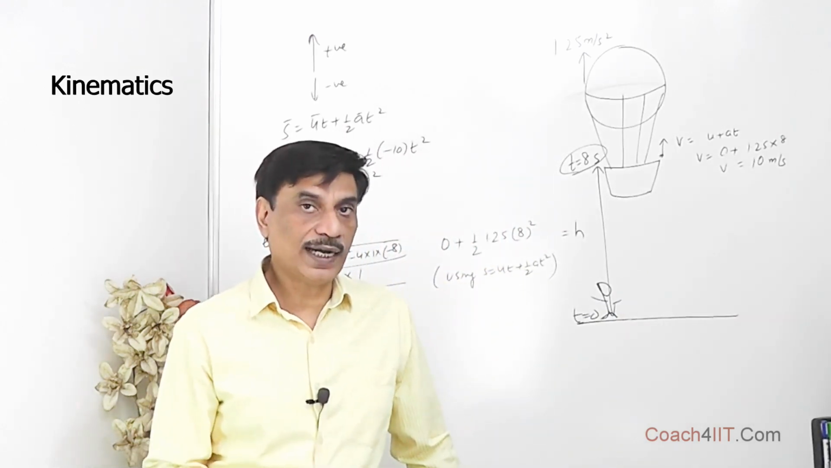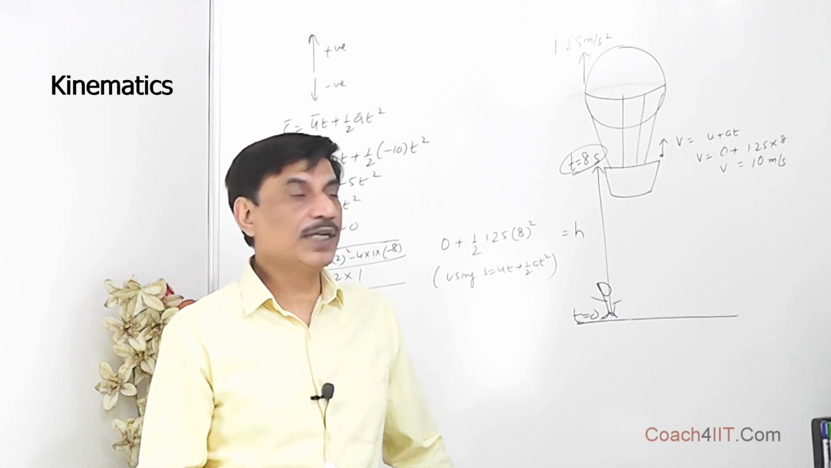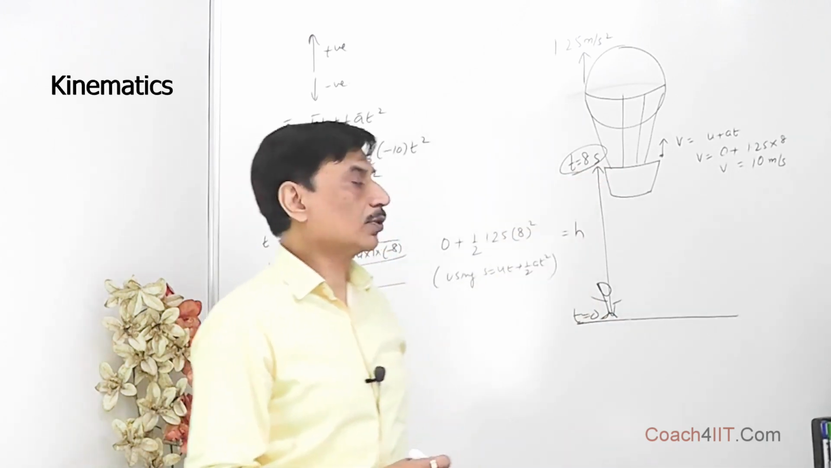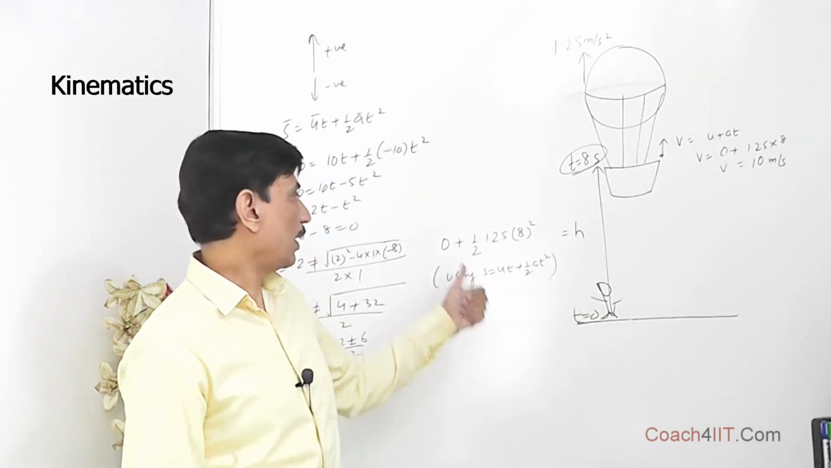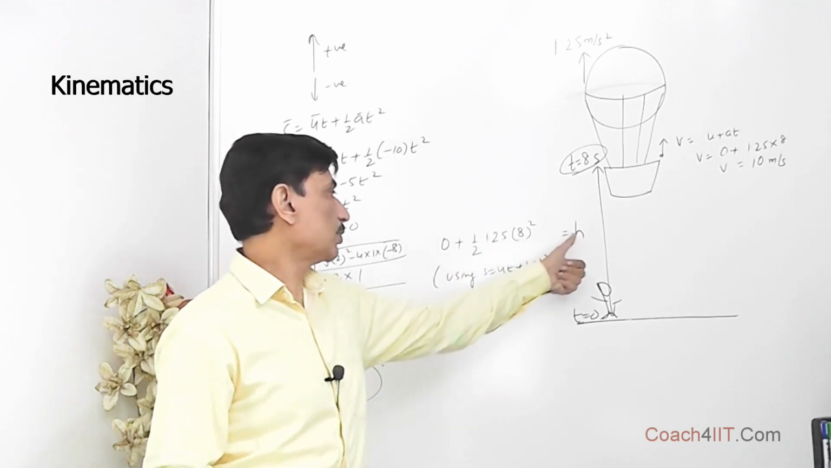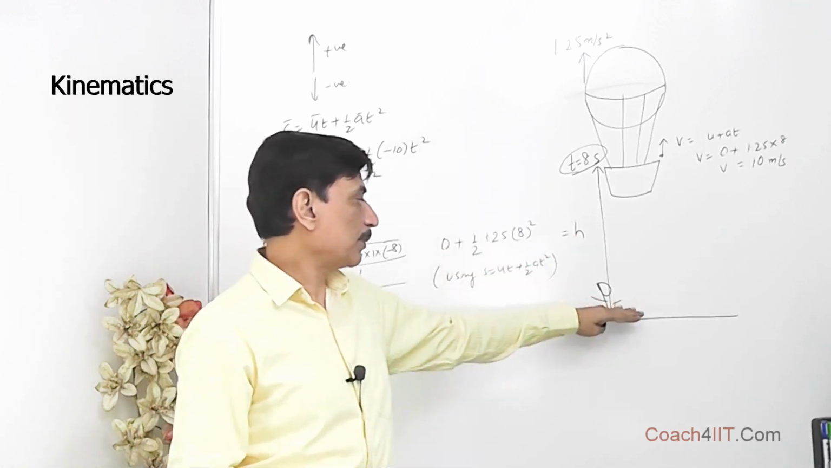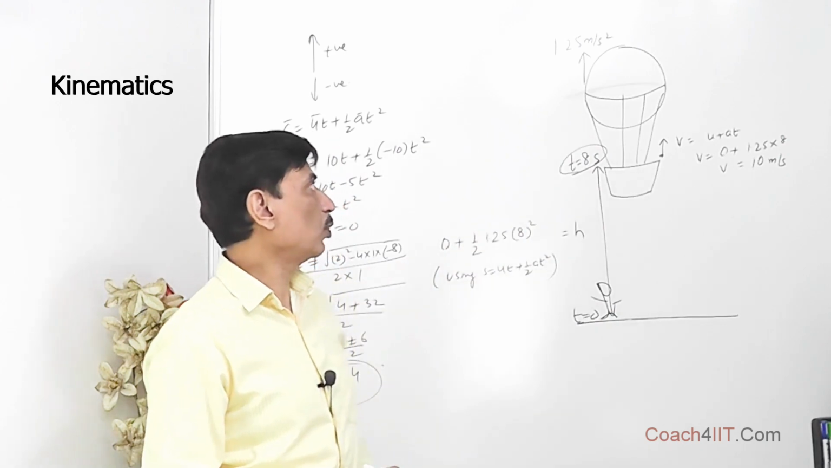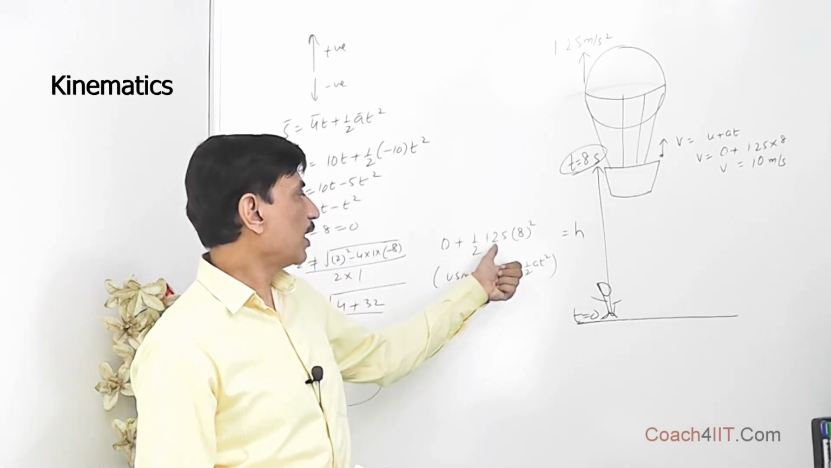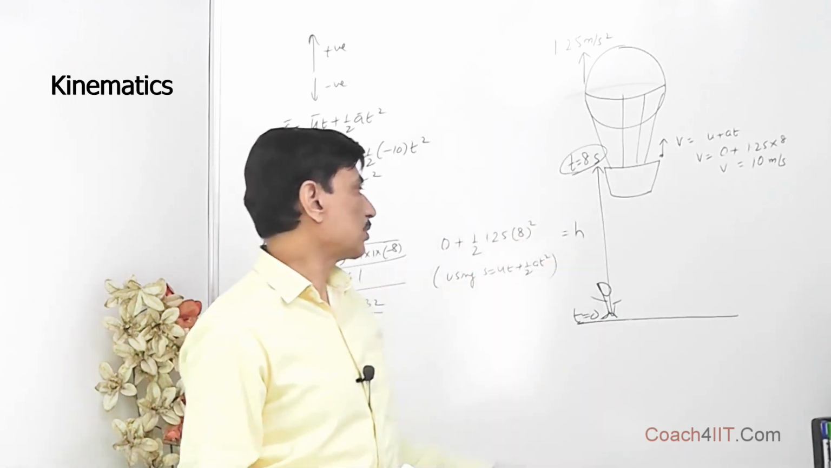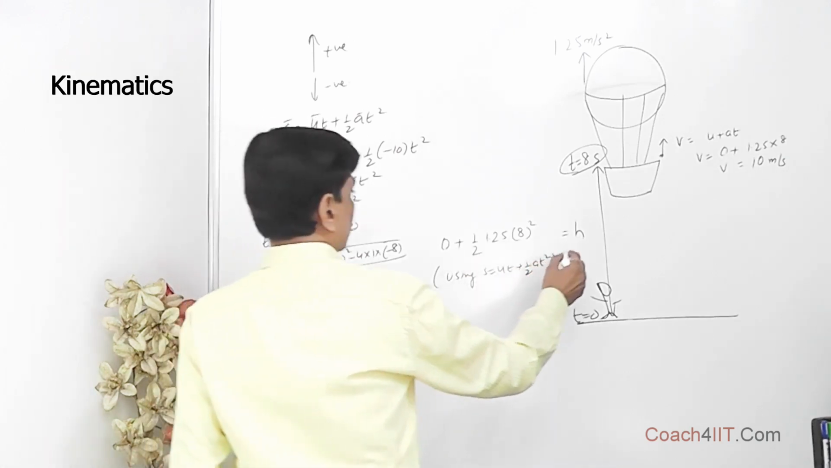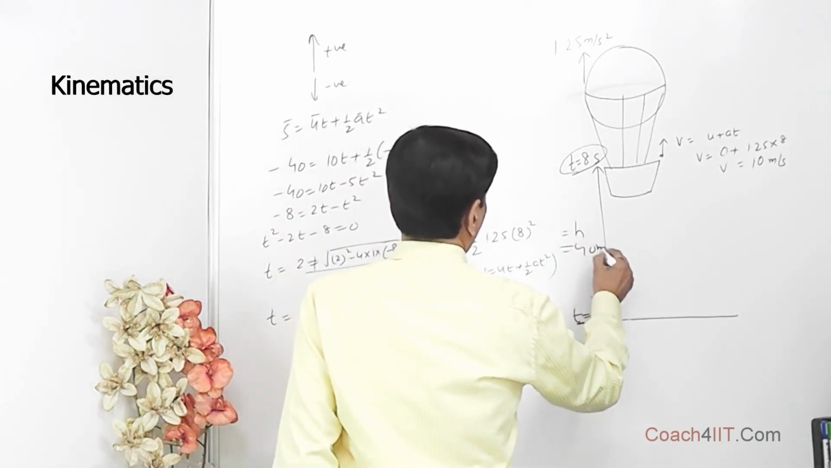And at what height this balloon will be at t is equal to 8 seconds, we can use s is equal to ut plus half at square. So h is equal to u is 0 because initial speed was 0, now it is accelerating up with 1.25 meter per second square, half a t square, so this h comes out to be 40 meter.